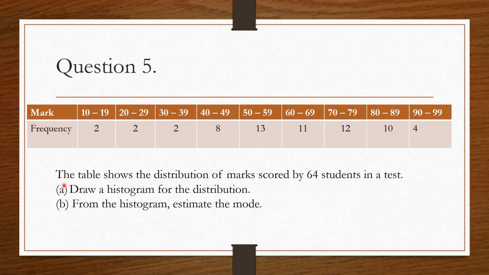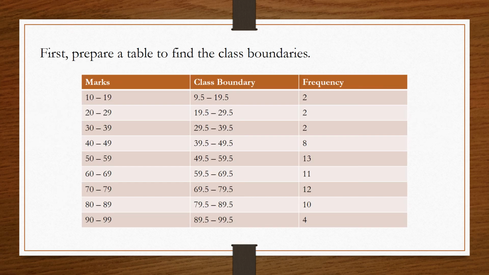So the table shows the distribution of marks scored by 64 students. We are asked to draw a histogram for this distribution, and then use the histogram to estimate the mode. Let's do this together. Before we draw the histogram, we need to find the class boundaries, which I've already done.